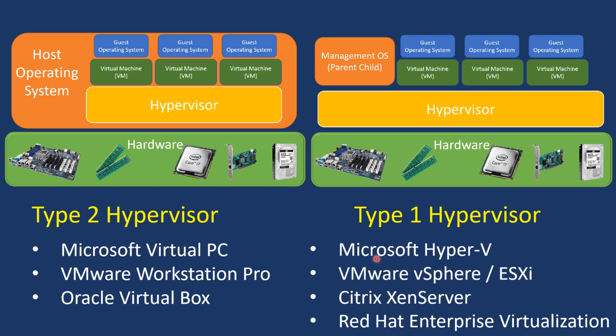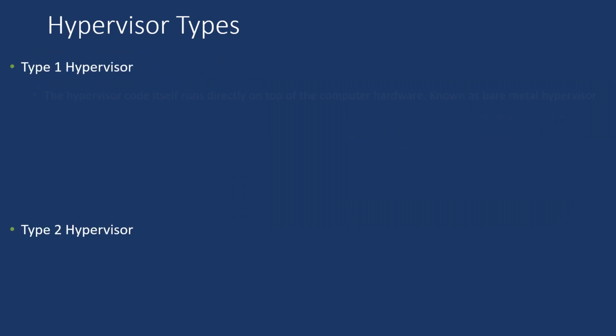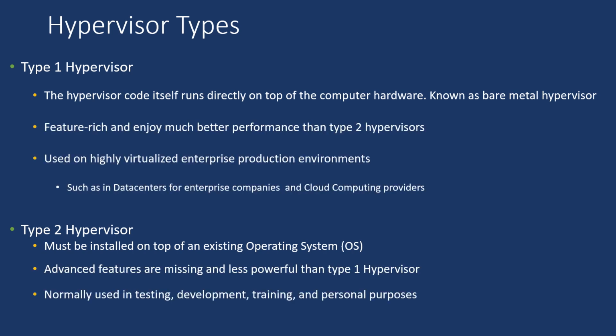And please know, here is where Microsoft Hyper-V is classified. It is a type 1 hypervisor. You see type 1 here. It says it is feature rich and enjoys much better performance than type 2. And normally it is used in virtualized enterprise production environments. This is the type of hypervisor used in data centers for enterprise companies and cloud computing providers.